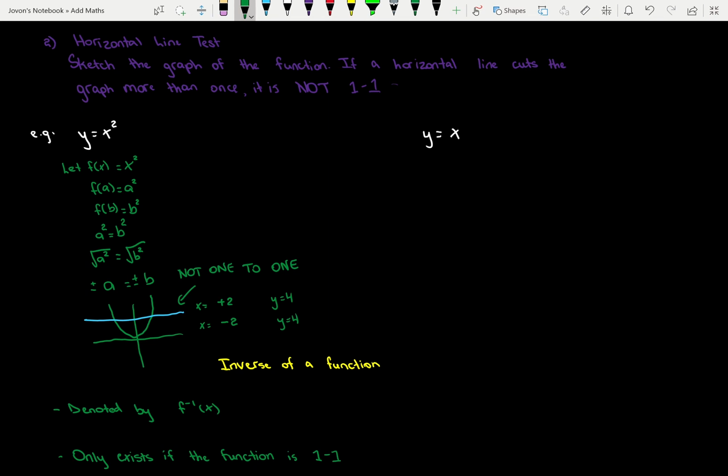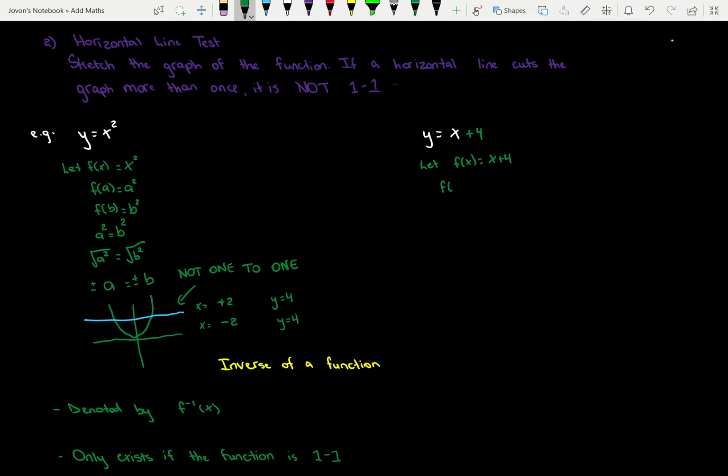Each x value needs to give you a different y value. So as a result, this is not one-to-one. In the next question now, we have y is equal to, let's say, x plus 4. So doing the test, we say let f of x be equal to x plus 4.